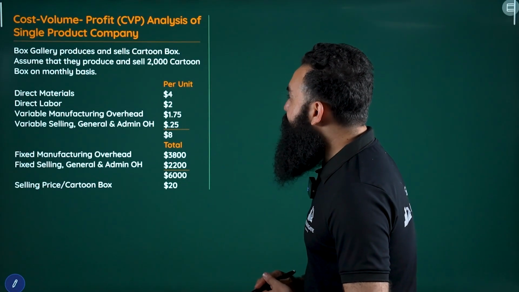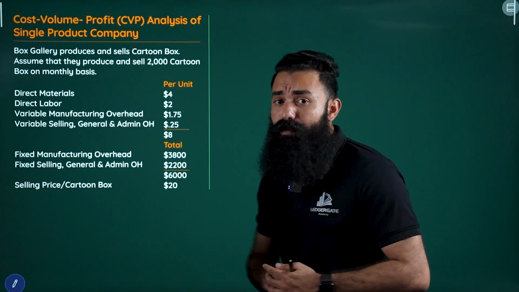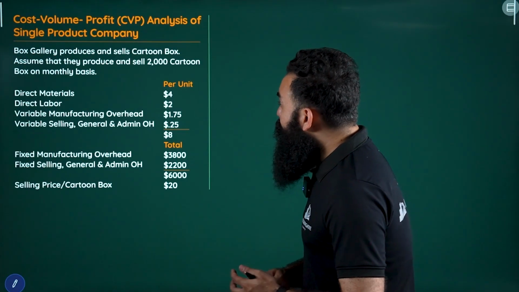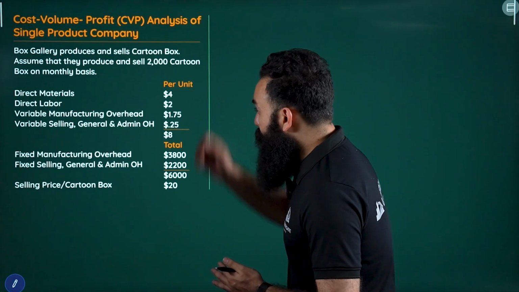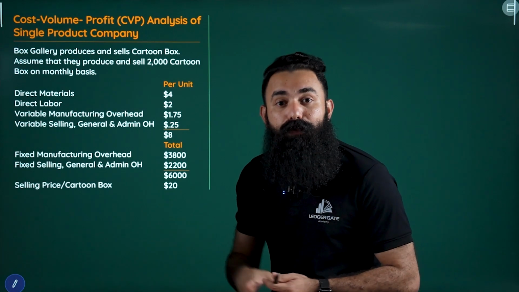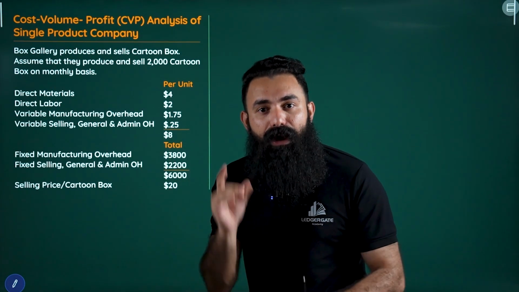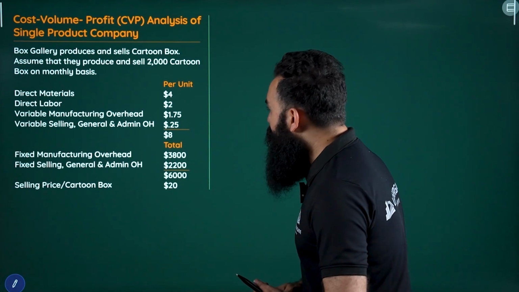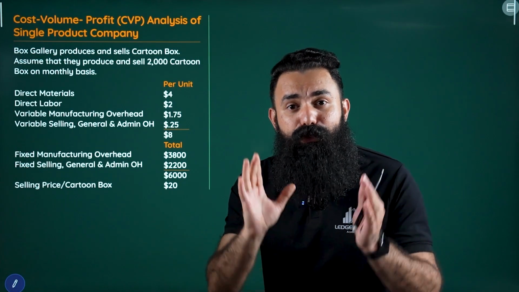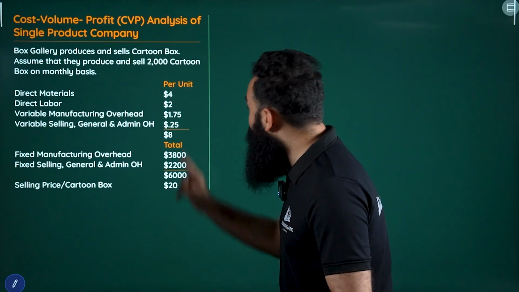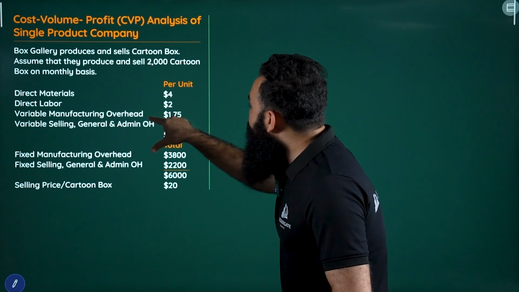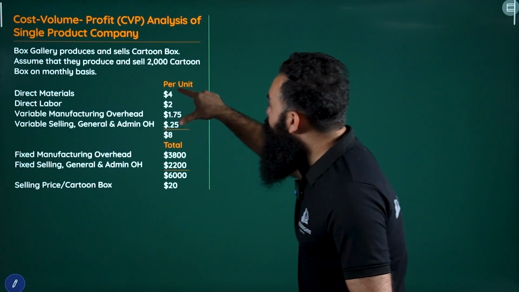So as a manufacturing company, what would the variable costs be? In order to produce the product, let's say a carton box, we have to pay $4 of material cost for each unit. For each carton box, we have to pay $4 of material cost. Apart from that, in order to produce each carton box, they have to spend $2 of labor cost as well for each unit, right?